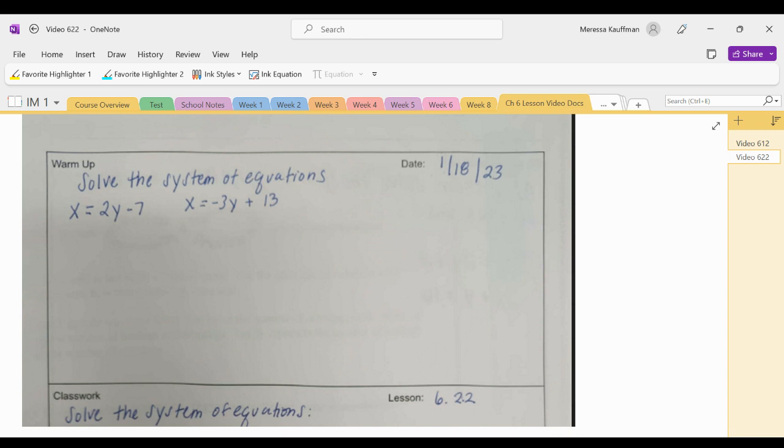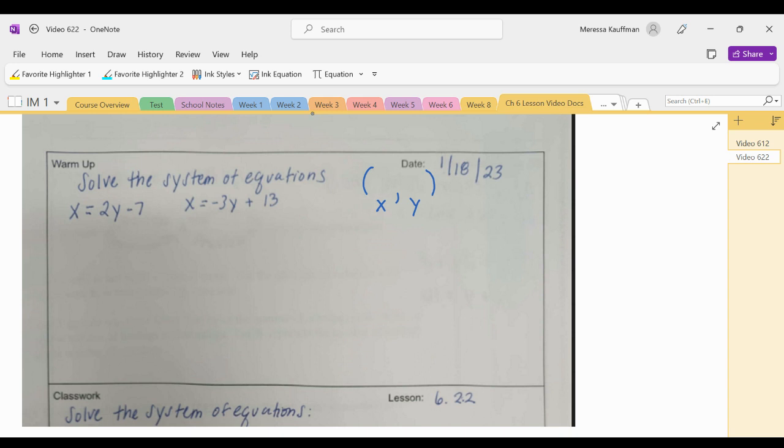So the warm-up tells you to solve this system of equations. You should have had your toolkit note that talks about the equal values method, and this is the method that we'd be using for this one. When we solve a system of equations, our answer is going to be a coordinate point of where they cross. So I'm solving for x, and then I'm solving for y.